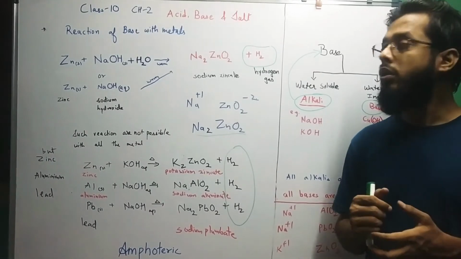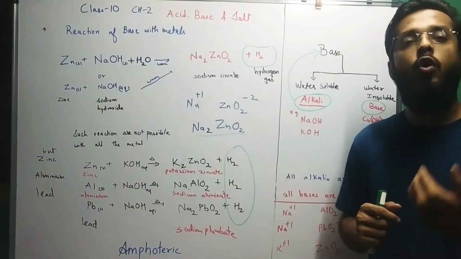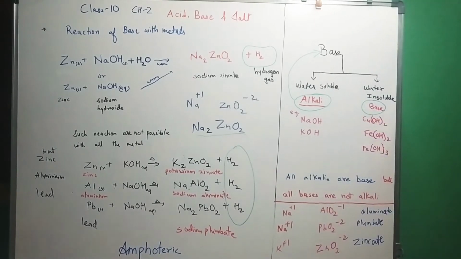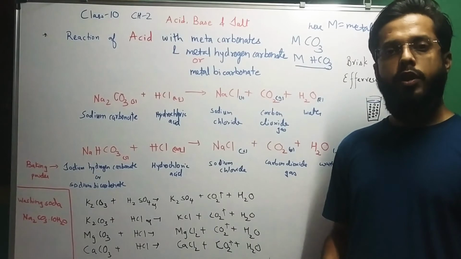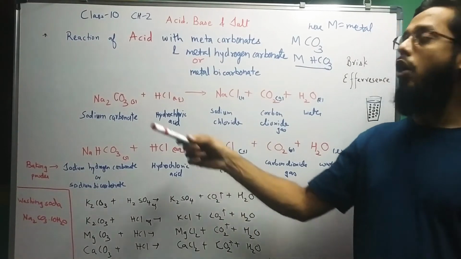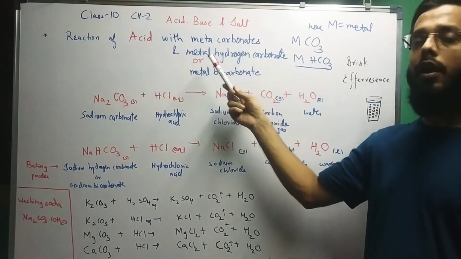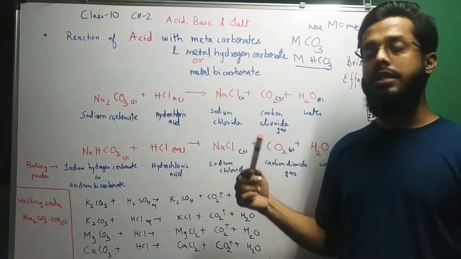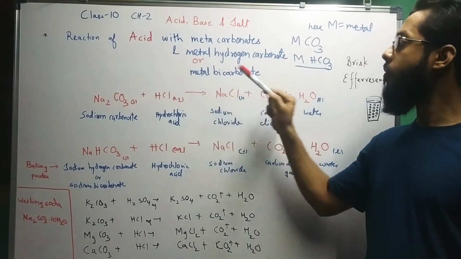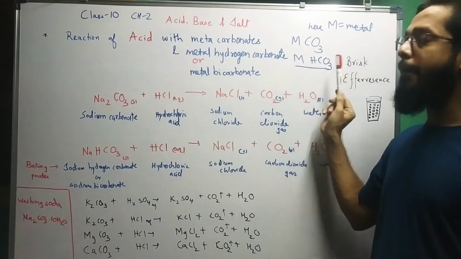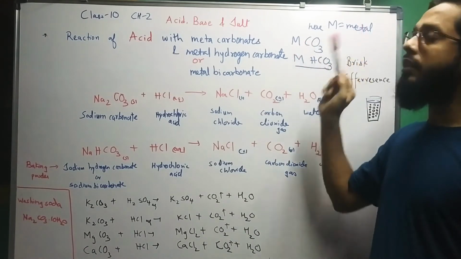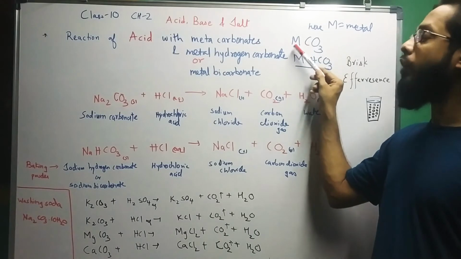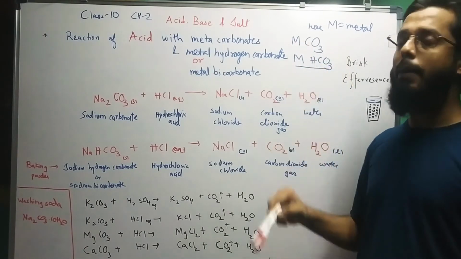Now we are going to talk about the reaction of acid with metal hydroxide and metal carbonates. Okay, dear students, our next topic is reaction of acid with metal carbonates and metal hydrogen carbonates. Metal hydrogen carbonates are also known as metal bicarbonates. MCO3, MHCO3. Here M is just a common metal I have taken; there is no such element M.